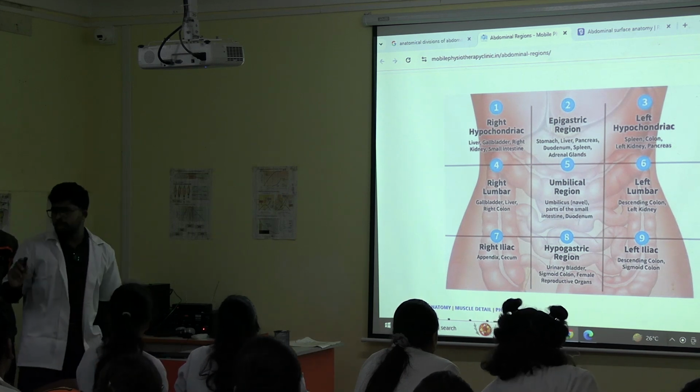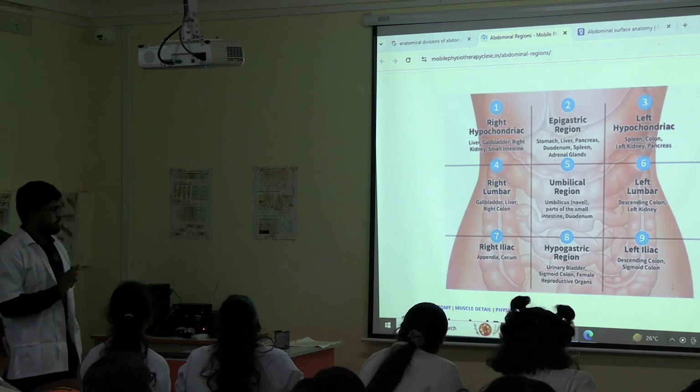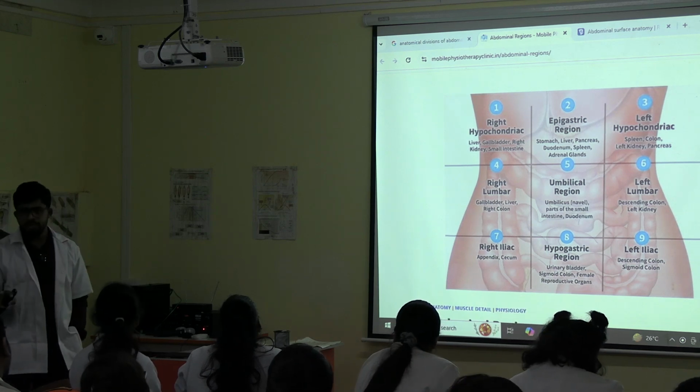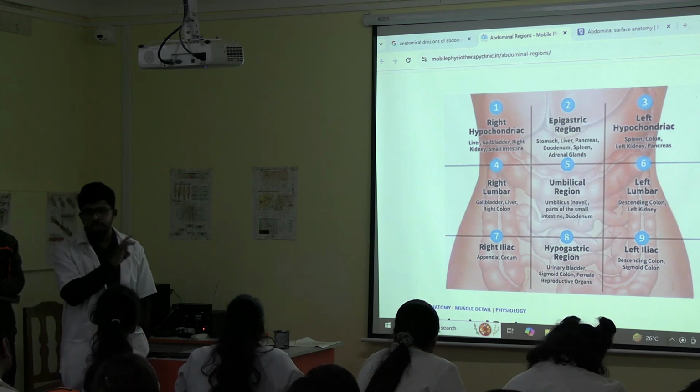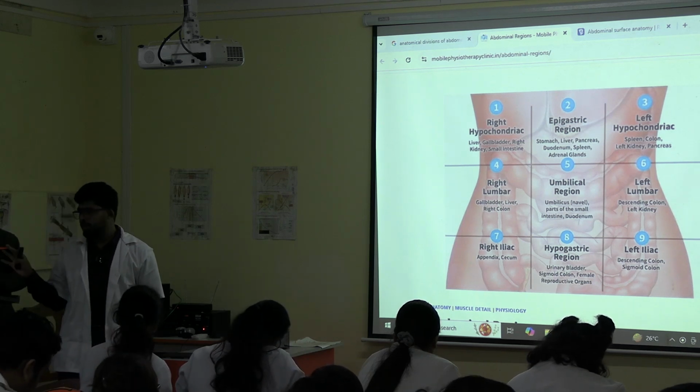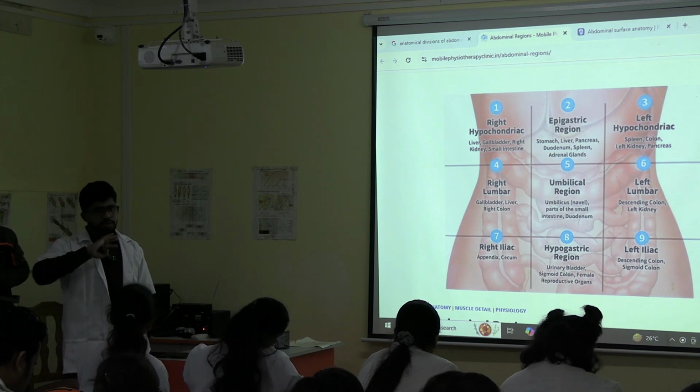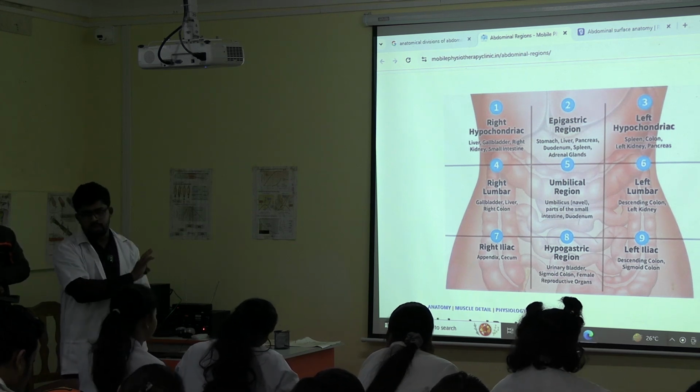All of you have noted it down, right? This is an image from Google. Many images are there. Try to learn all the organs that are situated in different regions of the abdomen. The 4 quadrants of the abdomen, the 9 regions of the abdomen.